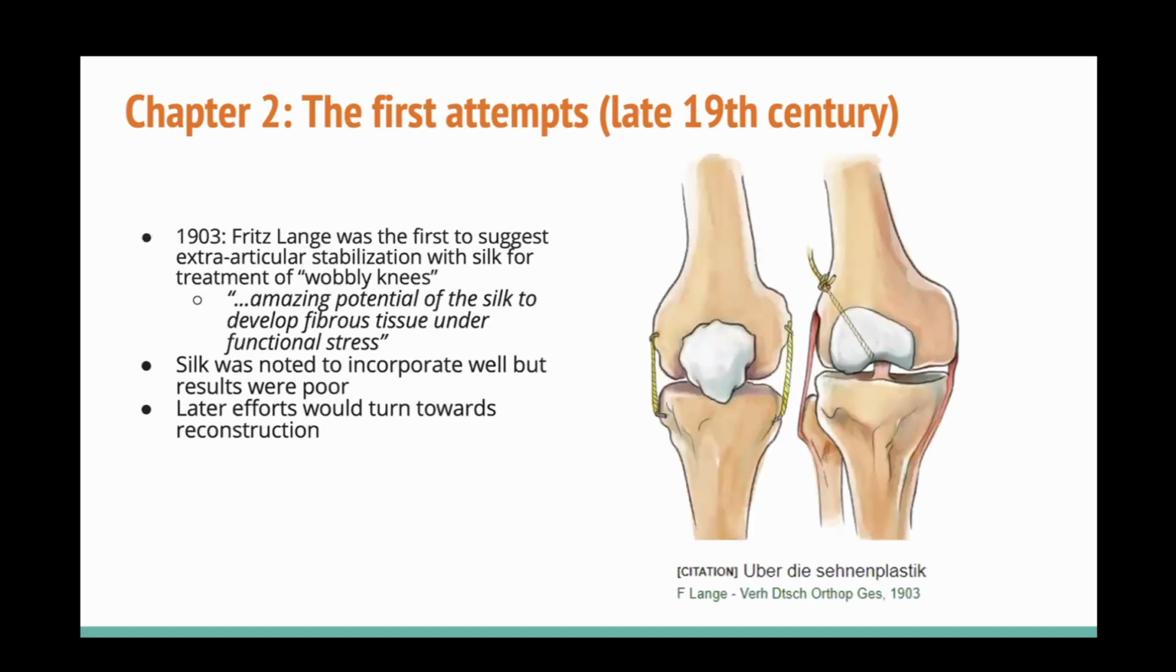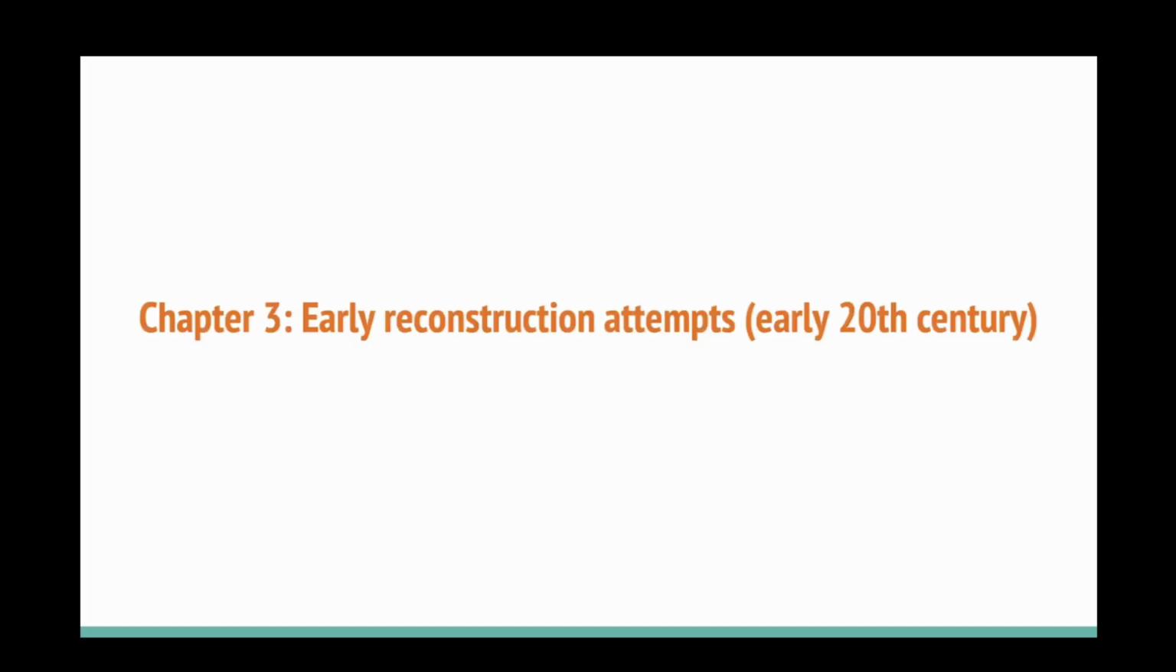In 1903, the first attempt at extra-articular stabilization was done by Fritz Lang, and basically they used silk sutures to treat what they called wobbly knees, and they noted that there's amazing potential for silk to develop fibrous tissue under functional stress. This didn't really work very well. The results were poor, and later efforts looked towards reconstruction with biologic tissue.